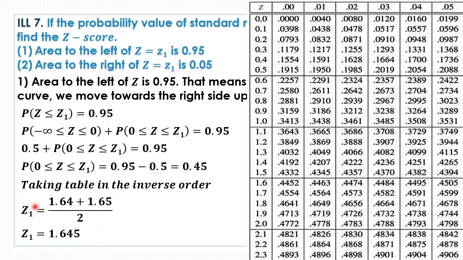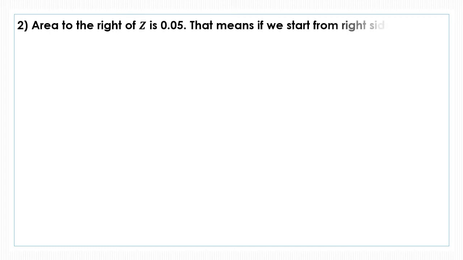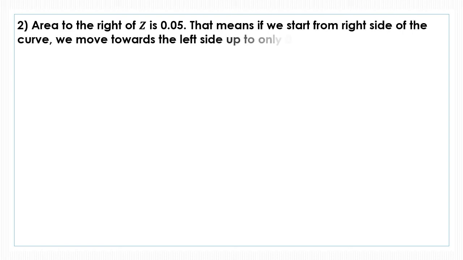So z1 is 1.645. Let's solve the second one of this, so we can get a better idea out of this. The area to the right of z is 0.05. That means if we start from the right hand side of our curve, we move towards the left hand side and up to only 0.05, and our whole curve is 1. Now we have to remember that the whole curve is 1, so the right side part will be 0.5, the half value, while what we need is a very tiny value, which is 0.05.